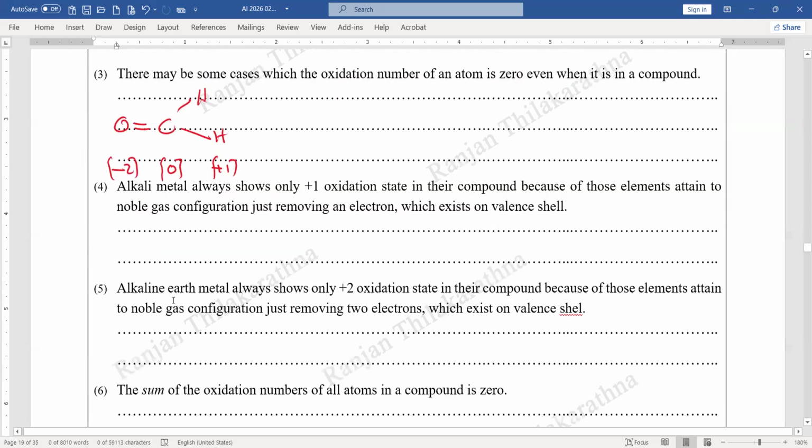Alkali metals will always show the +1 oxidation state because once they remove an electron from the outermost shell, it becomes a more stable configuration. So sodium, potassium, rubidium, and cesium will always form that oxidation state and become +1.